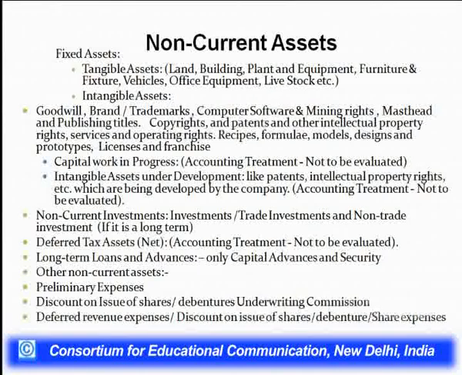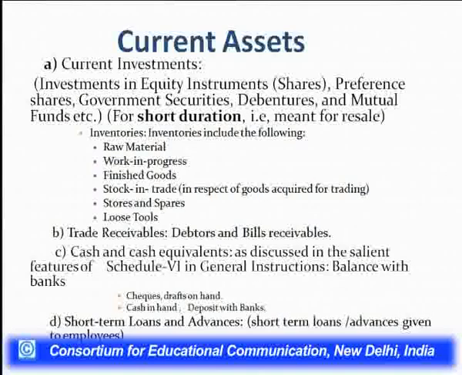Then we have other non-current assets. Other non-current would comprise what? So if you look at the slide, it shows preliminary expenses, discount on issue of shares, discount on issue of debentures, underwriting commissions, deferred revenue expenses, share expenses. They all are basically to be shown separately as other non-current assets. So basically all these items beginning from preliminary expenses are going to be shown as other non-current assets.